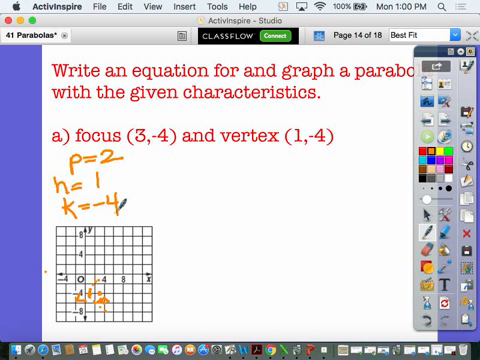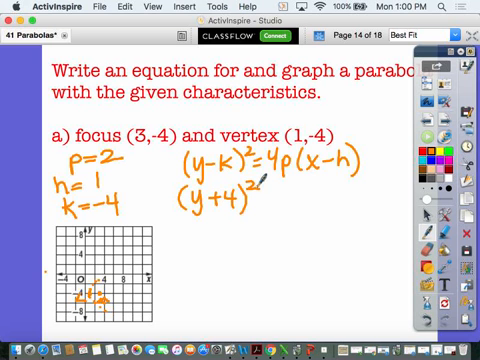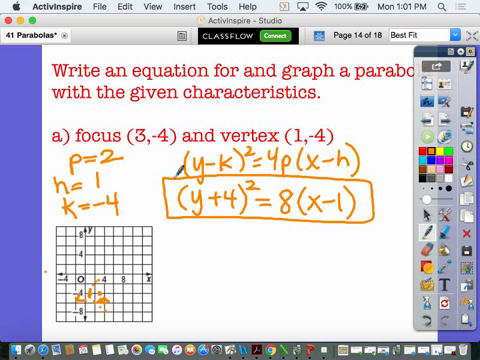Now, for an equation that opens up to the right, is the y being squared or is the x being squared? So I'm just writing the general form. And now I can just plug in to write my equation. It's going to be y, careful, plus 4 squared, because the k is negative, so 2 negatives make a positive, equals 4 times 2, which is 8, times x minus 1, because p is 2. And there's your equation. Is everybody okay so far?